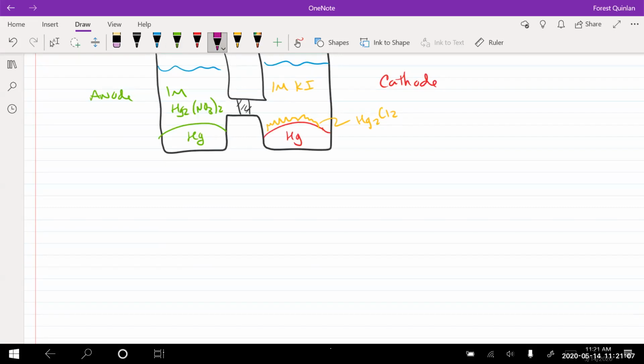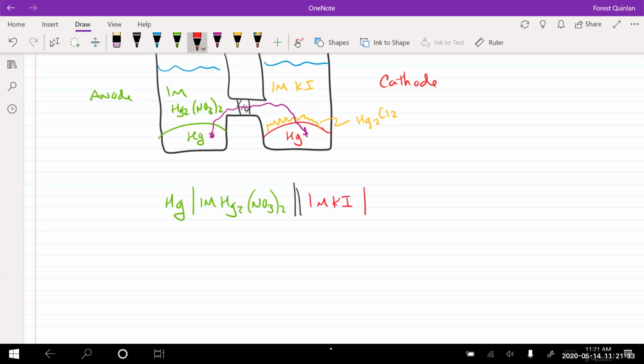Okay, so start with Hg. And then you're going to go to 1 molar solution, Hg2(NO3)2. And then double lines go to 1 molar KI. Another slash Hg2Cl2 slash Hg. Nice.